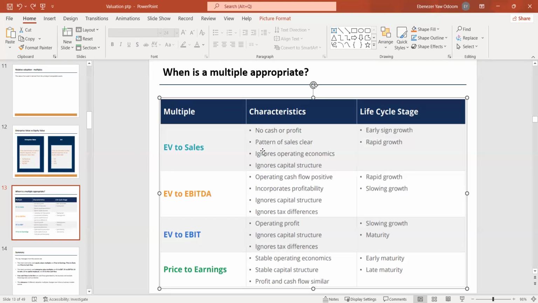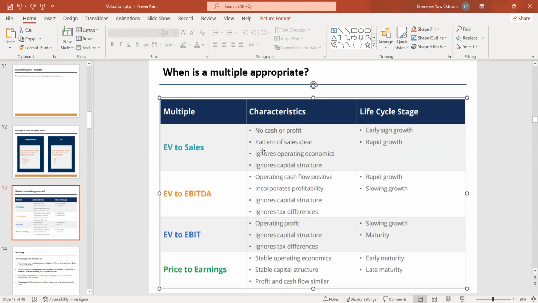But one of the issues is that it ignores the capital structure. This is not a balance sheet, it's just the income statement. We are saying it ignores the capital structure because it comes before the interest and tax. Once the denominator is before interest expense, then it does not incorporate capital structure. We also say it ignores the operating economics, because it is before some of the operating expenditures are deducted. So that's one of the issues with it.